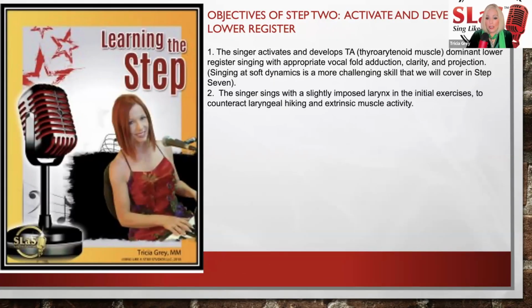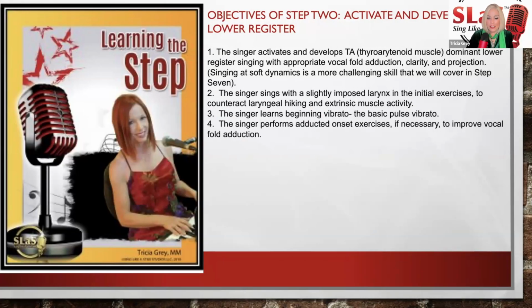Number 2, the singer sings with a slightly imposed larynx in the initial exercises to counteract laryngeal hiking and extrinsic muscle activity. So we want a slightly lowered larynx. Number 3, the singer will learn beginning vibrato, the basic pulse vibrato.